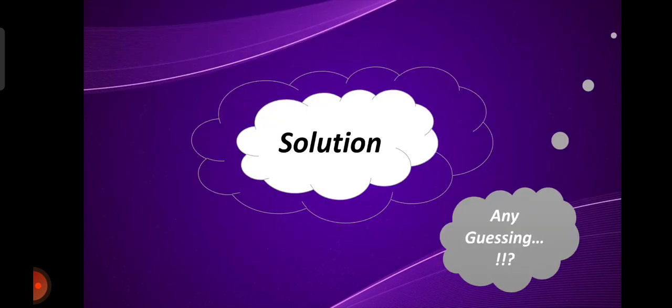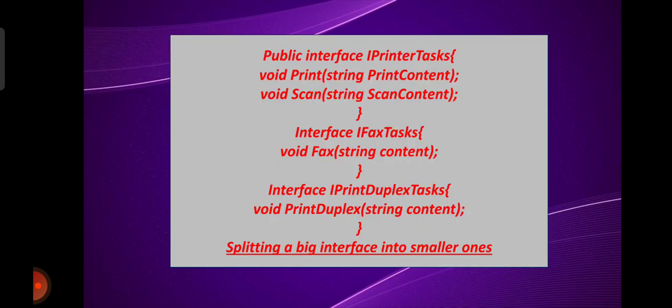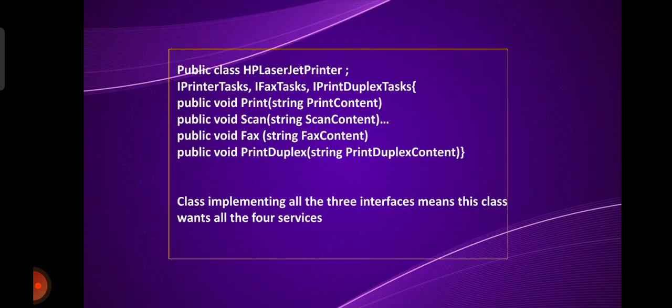Okay, what's the solution? Any guesses? We have to segregate the methods into separate interfaces like this example. Splitting a big interface into smaller ones is the main concept of the Interface Segregation Principle. Here, the HP LaserJet printer implements more than one interface. We are not supposed to extend more than one class, but we are able to implement multiple interfaces.